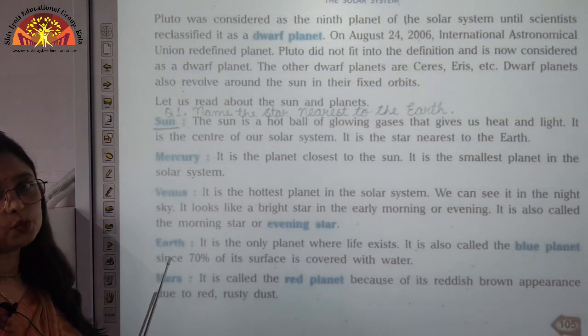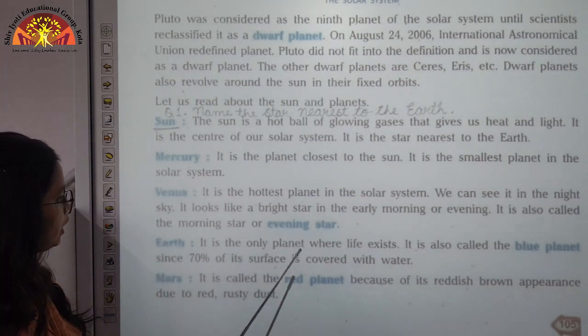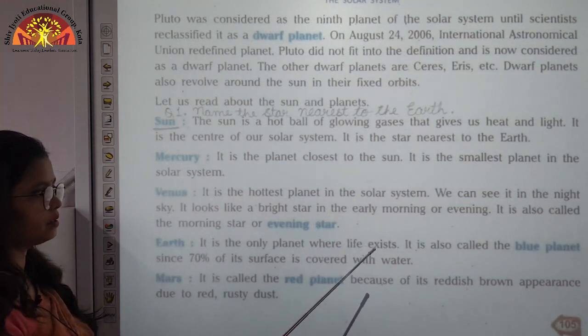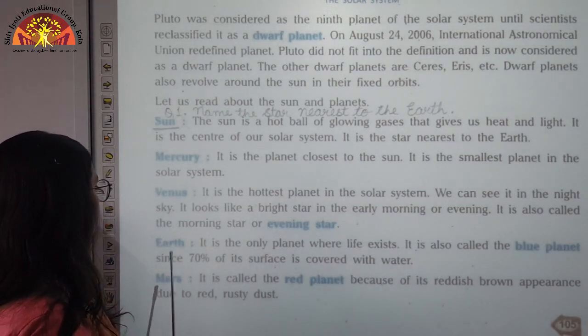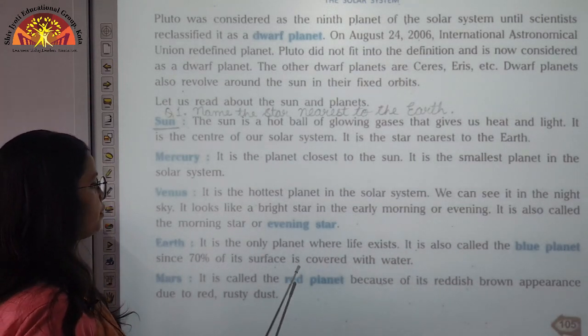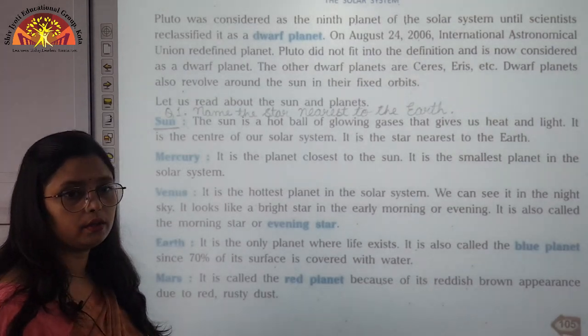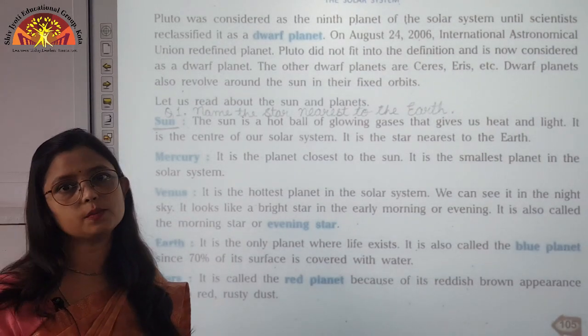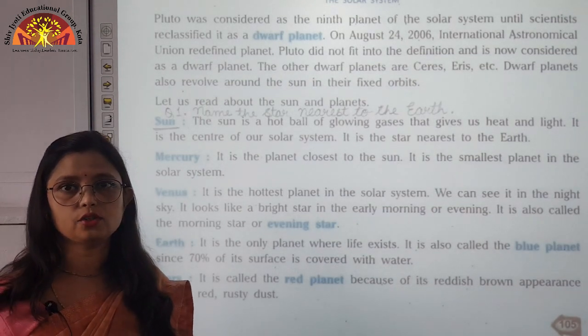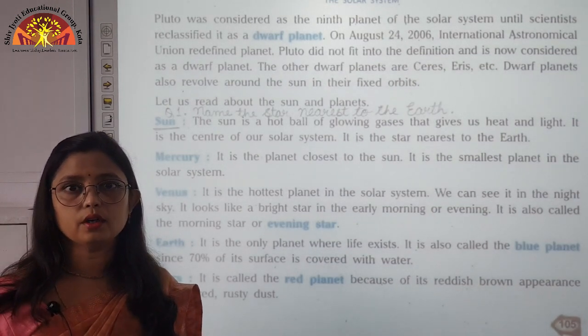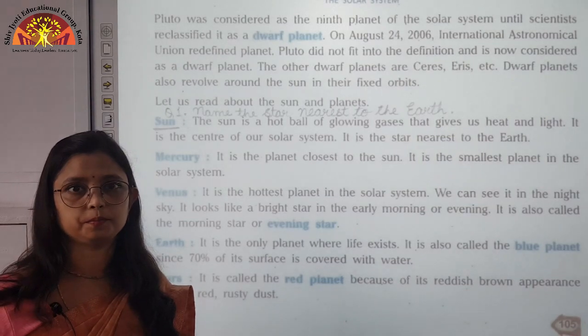It is the planet where we live. So, it is the only planet where life exists. It is also called the blue planet since 70% of its surface is covered with water. So, children, Earth is called the blue planet, and why do we call it so? Because 70% of the Earth is covered with water.